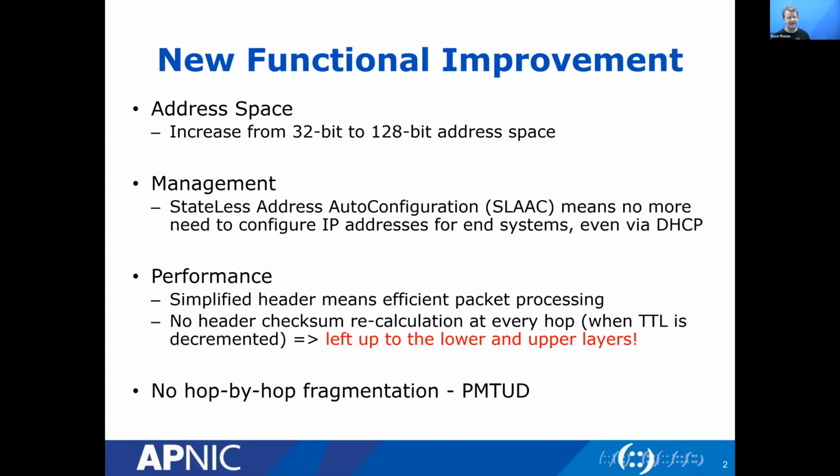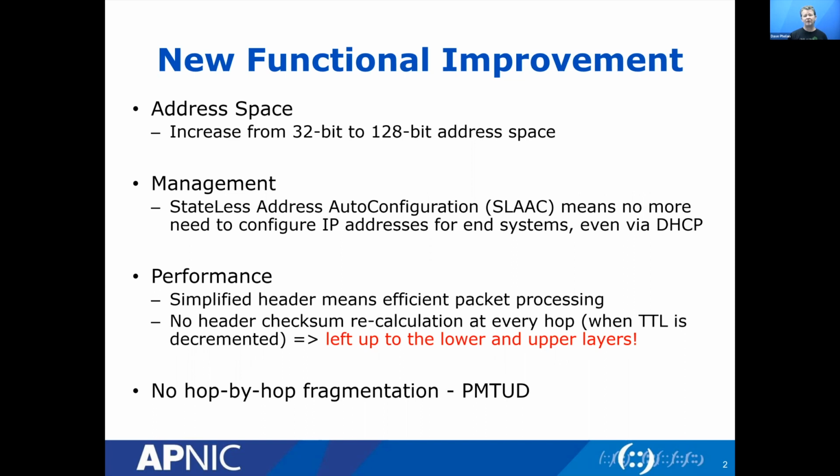From a performance standpoint, there's been a lot of changes in the header. So we've simplified the amount of info in our IP headers, and because we don't have a checksum, we're not having to calculate it at every hop. So we leave those checksums to the upper and lower layers. We don't do that in layer 3.